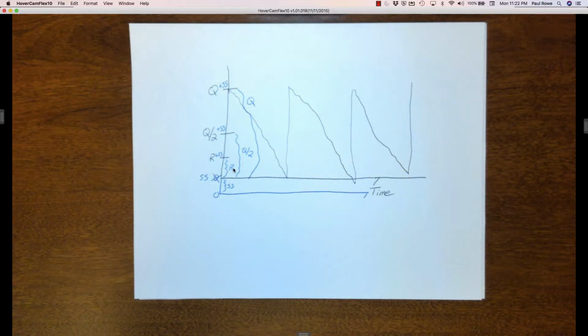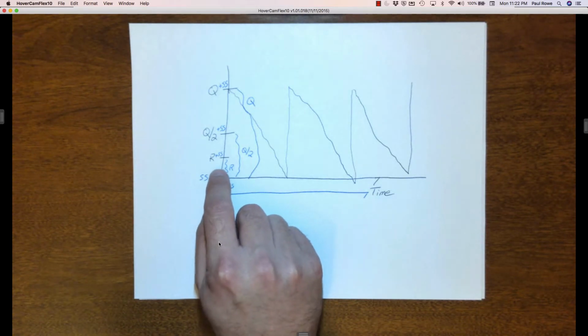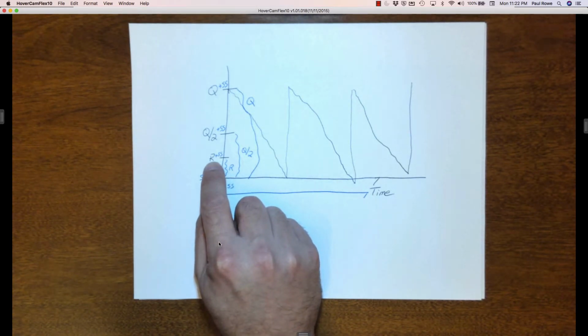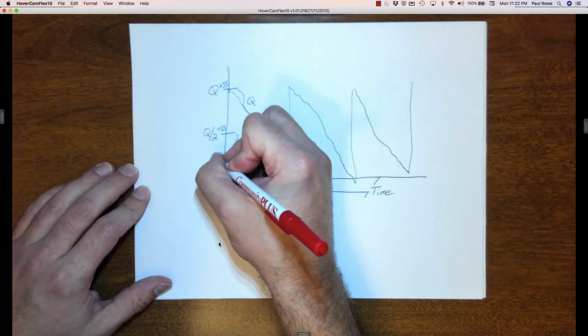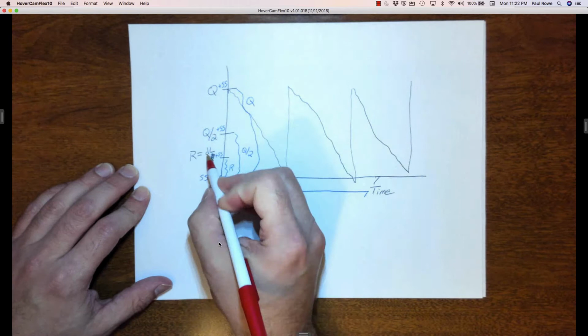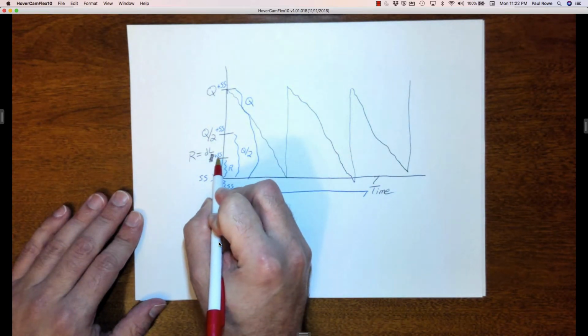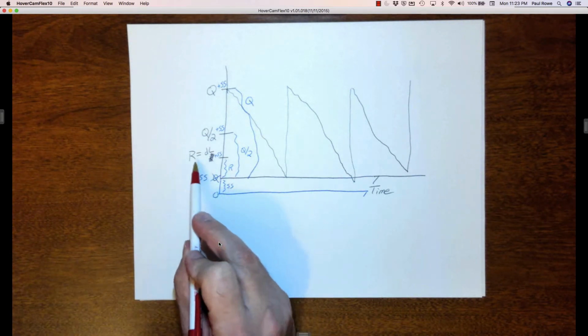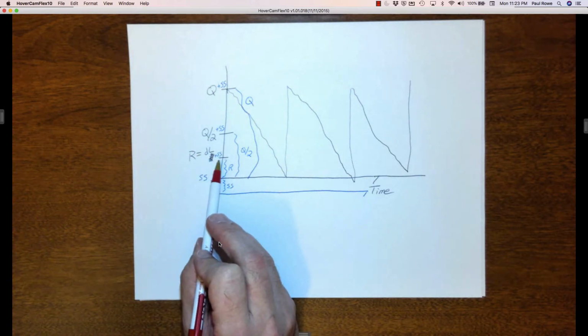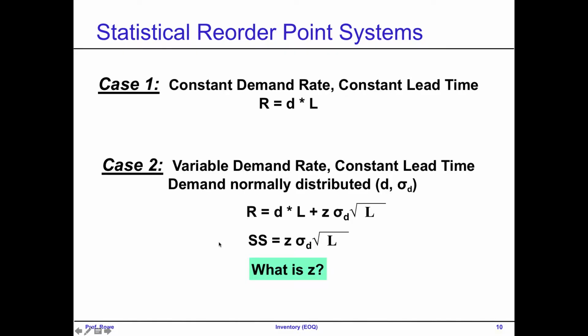Again, coming back here, what do I see? We'll have our D times L. So the reorder point before was D times L. And now it's going to be D times L plus safety stock. Okay, so what we calculated here graphically and intuitively is what we're seeing here in our formula.